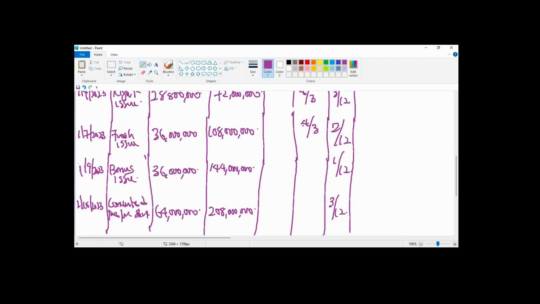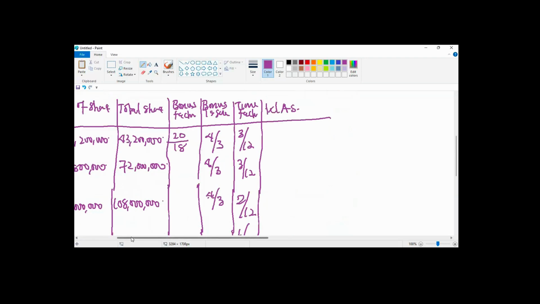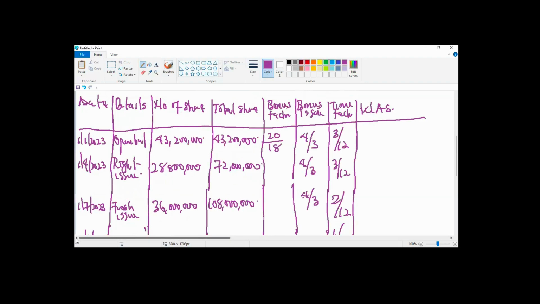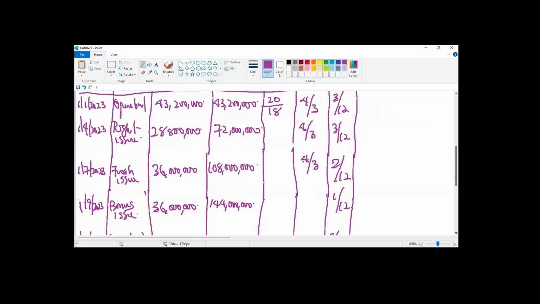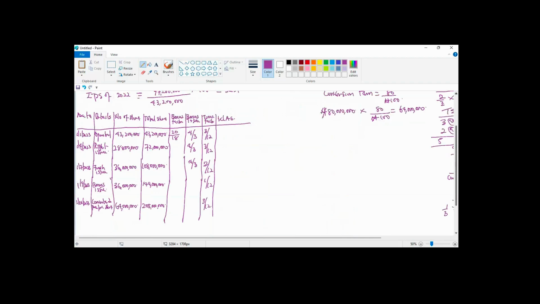This is what I will now multiply on the total. You get my basic. I will now multiply from the total to get my weighted average shares. Let me take it to 50 so that we can see everything. I will now start multiplying. 43,200,000.